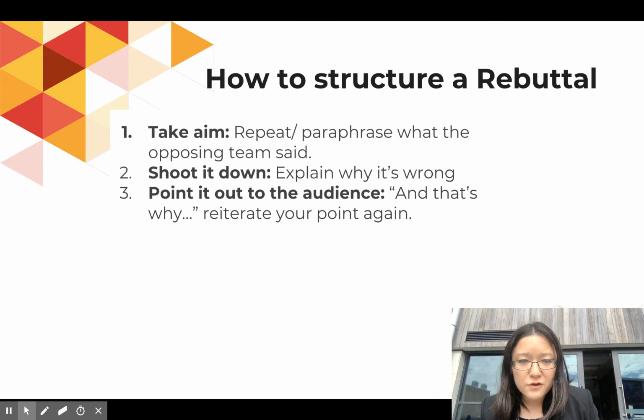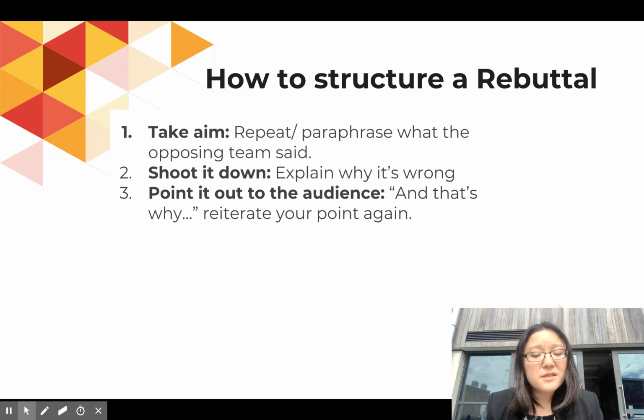A lot of you that did do rebuttals did explain why the other team's wrong, but you forgot to take aim. Taking aim is really important because it tells the audience, oh, there's a rebuttal coming. If you don't do that, sometimes we can't actually tell that you did a rebuttal. So take aim, shoot it down, then point it out to the audience.